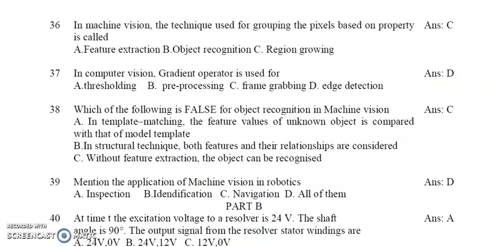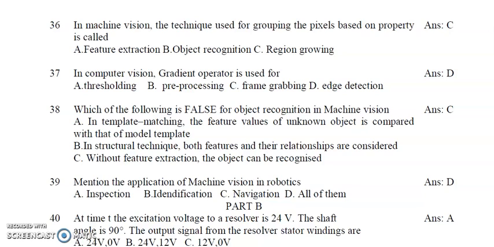37. In computer vision, gradient operator is used for A. Thresholding, B. Preprocessing, C. Frame grabbing, D. Edge detection. So the gradient operator is used for edge detection. So answer is D.